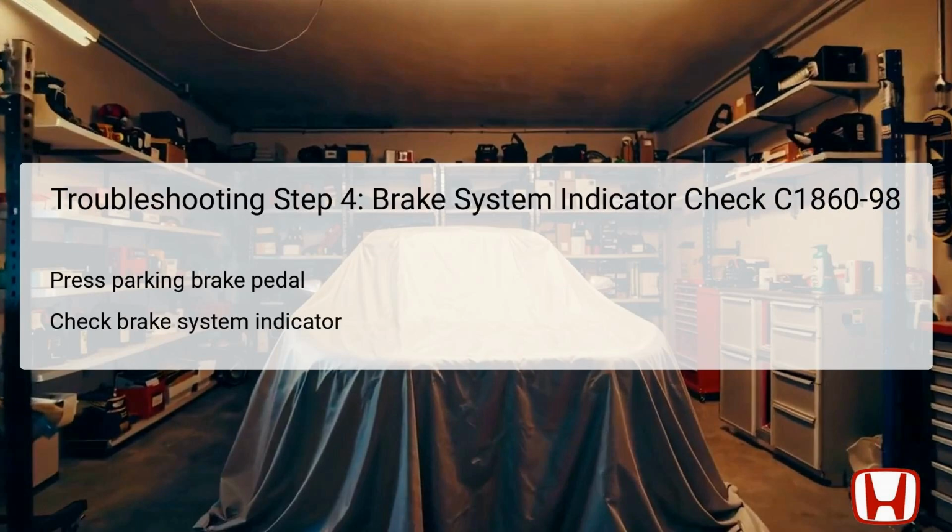C1860-98. The fourth troubleshooting step requires the technician to evaluate the brake system indicator. This is executed by pressing the parking brake pedal. Observing the vehicle's dashboard, they must confirm whether the brake system indicator light activates as expected. If it does illuminate, this indicates that the parking brake system is functioning correctly.